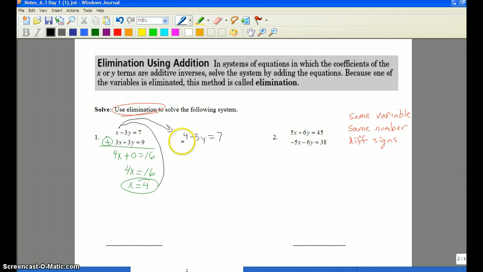Then we solve it. Minus 4 from both sides. 7 minus 4 is 3, correct? Divide by negative 3, you get y is negative 1. So you get the answer 4, negative 1. Any questions?